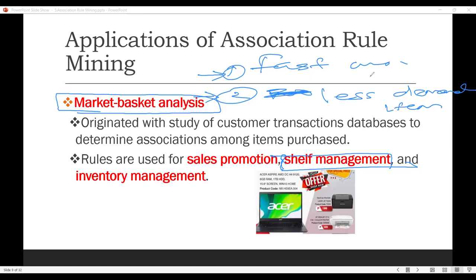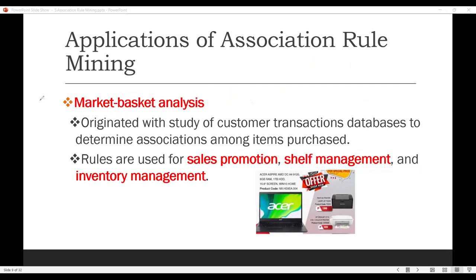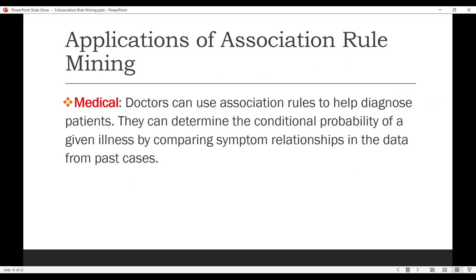So likewise, based on market basket analysis, we have so many applications, right? Okay, the next one, the medical industry. Doctors also find out some past records. The medical history says that for a particular disease, there is a set of symptoms, right? So based on the symptoms, they will predict the probability of a disease. That is the actual thing.